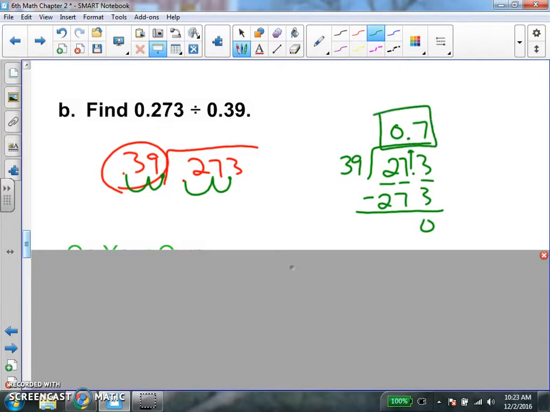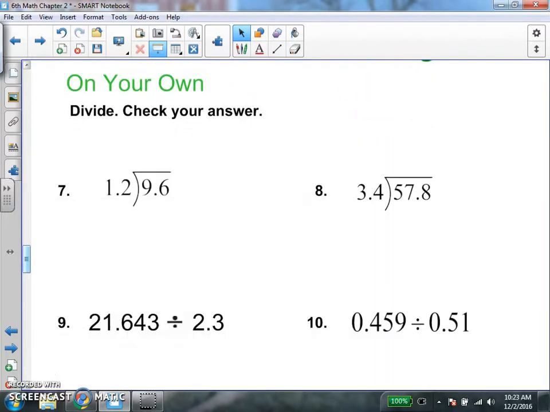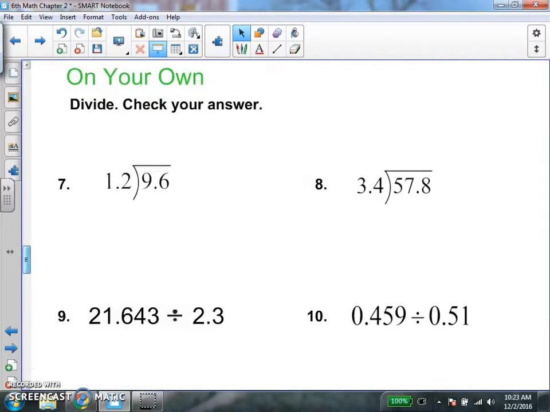And box my answer. Go ahead and try the on your own problems for this section, and then I will put up the correct answers so you can check and see how you're doing and do a little self-assessment here. I might have to make another video to finish up this section.